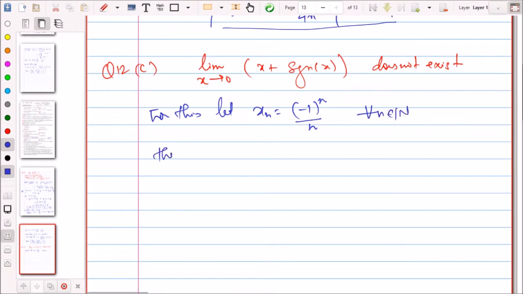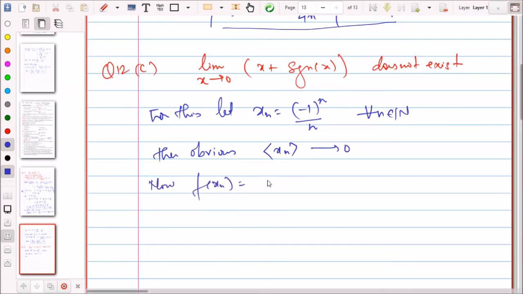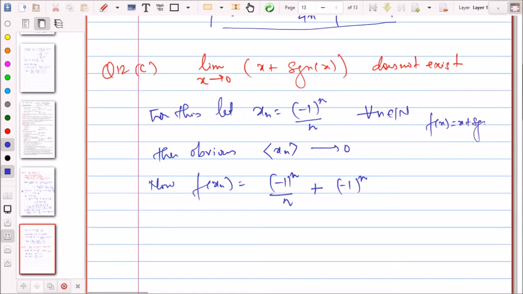Then obviously xn converges to 0. Now f of xn is equal to minus 1 to the power n by n plus signum of minus 1 to the power n by n, where f of x is x plus signum function of x. So x gives minus 1 to the power n upon n, and the signum function of this gives minus 1 to the power n. If I take minus 1 to the power n common, I will get 1 by n plus 1.